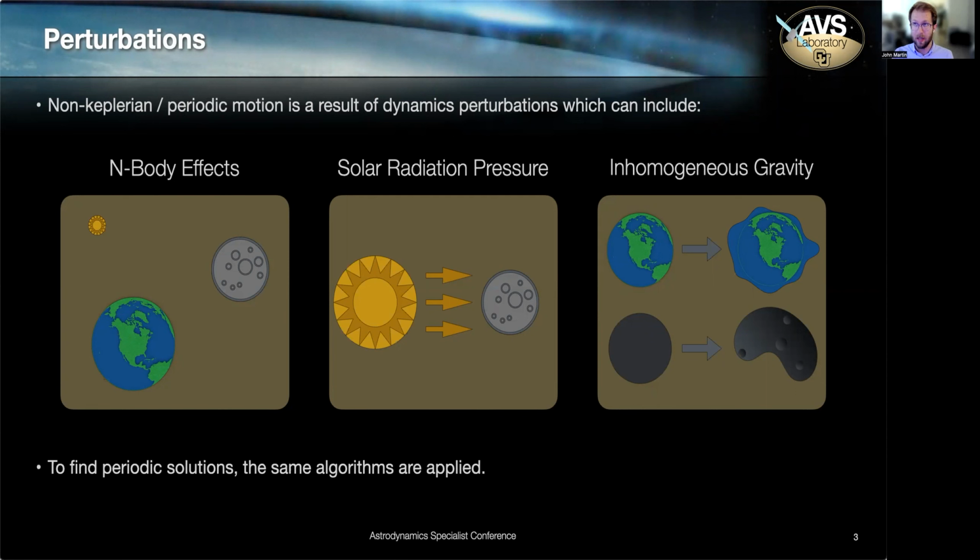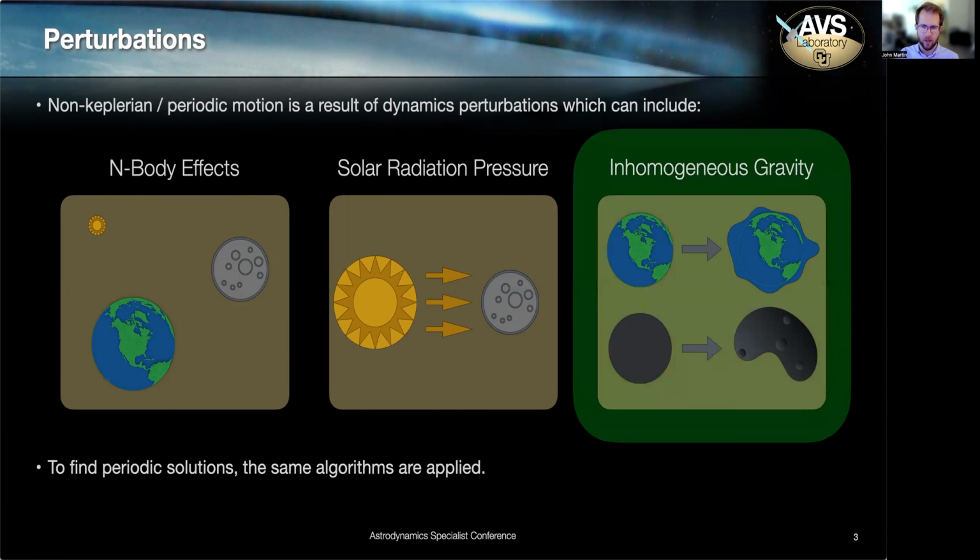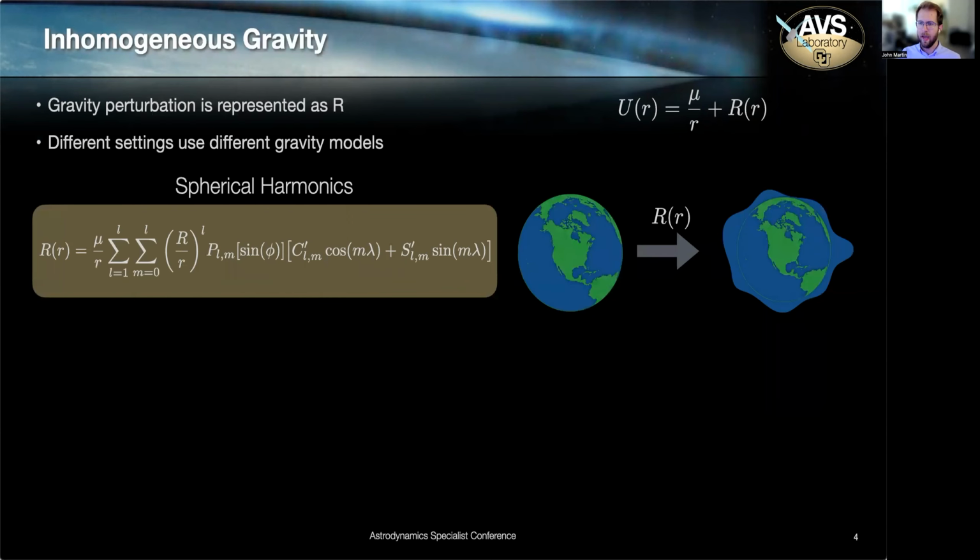But despite this, we still want periodic solutions. And the tools and algorithms we use to identify these solutions are generally the same, regardless of which of these perturbations we're talking about. So for the sake of discussion, I'm just going to focus our attention on the irregular gravity field case. So when I say an environment has irregular gravity, what do I mean?